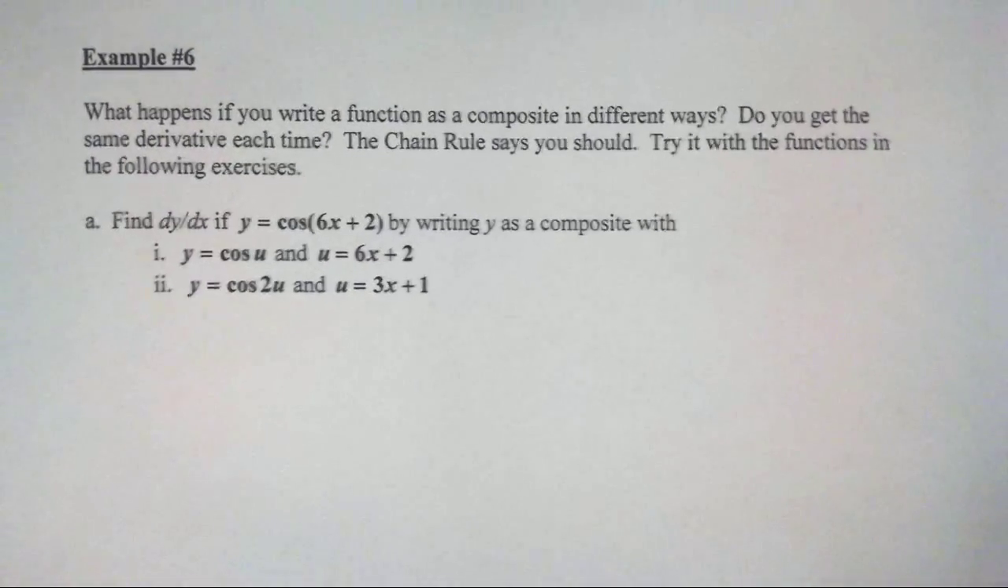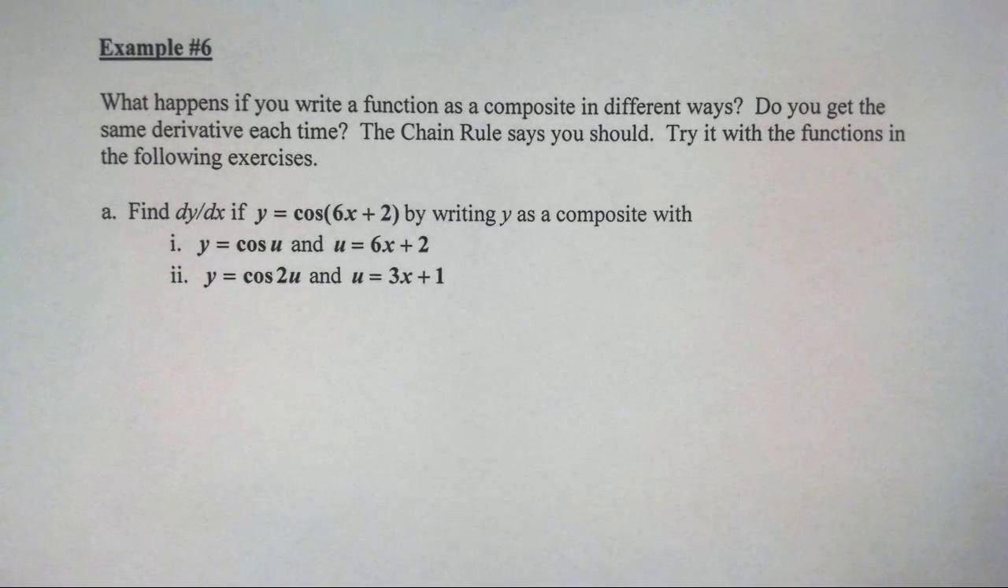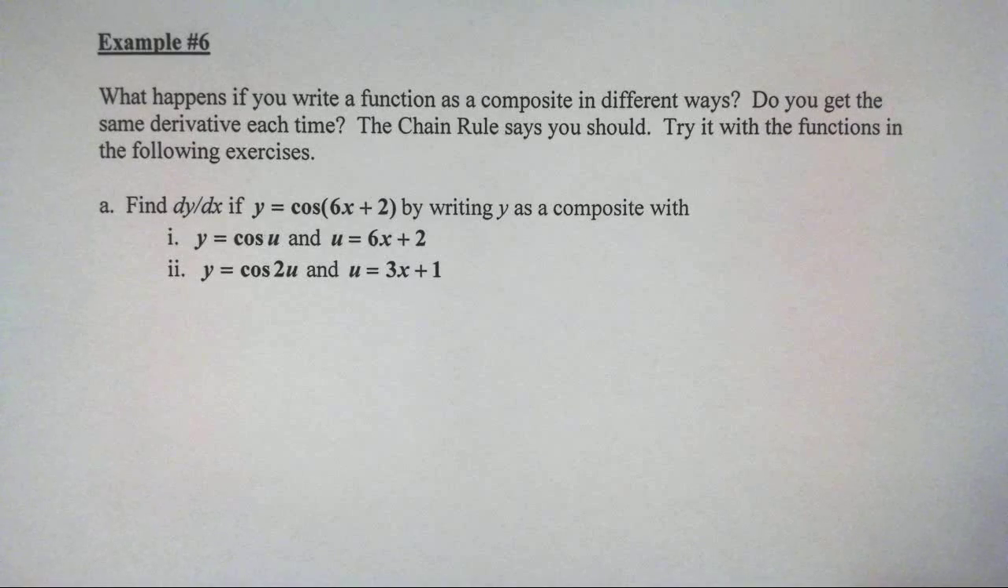All right, example 6. See how we're doing on time here. I'd like to get this done in one shot. What happens if you write a function as a composite function in different ways? Do you get the same derivative each time?